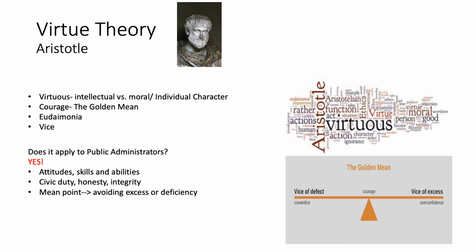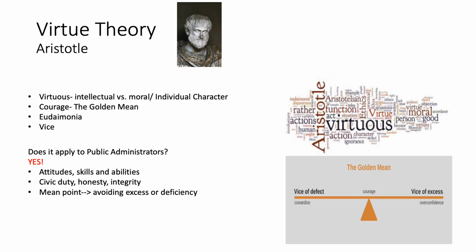Courage and the golden mean. It is the mean point between recklessness and deficiency. For example, the vice of excess is bashfulness. The mean is modesty, but the vice of deficiency is shamelessness. So it's a set of virtues lying between two vices, which would be your golden mean, and that's what we all should strive for.